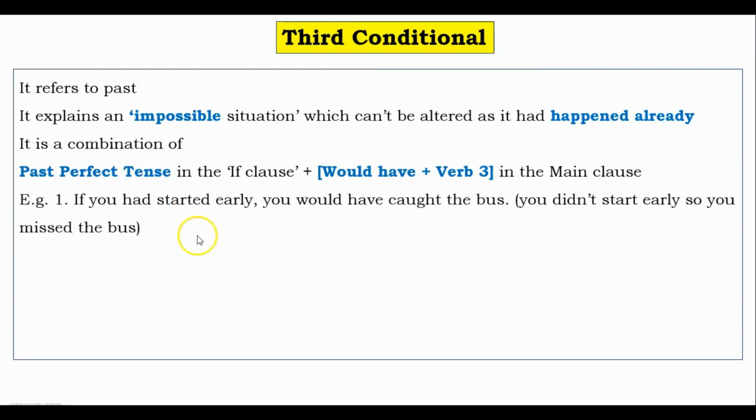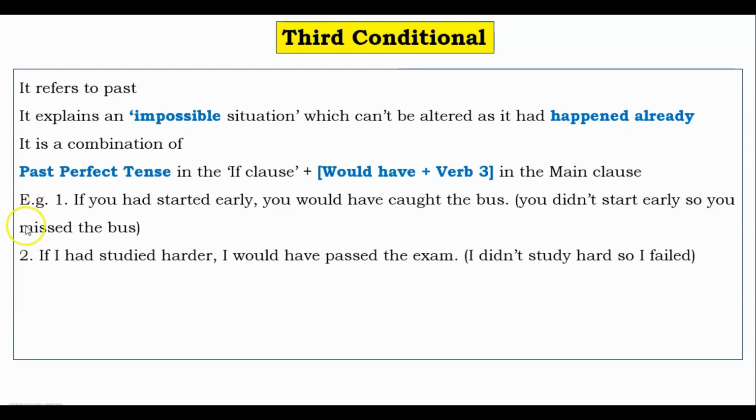Look at the example. If you had started early, you would have caught the bus. You didn't start early, so you missed the bus. If you had started early, had started, past perfect tense, would have plus caught, verb 3. Okay. If you had started early, you would have caught the bus. You did not start early, so you missed the bus. Okay. It has become impossible because you missed the bus already.